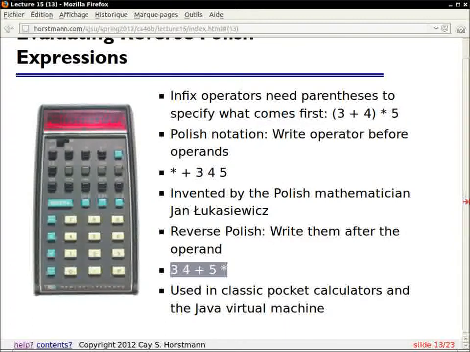Of course, within a year or so, a competitor, Texas Instruments, just did the obvious thing and put the equal sign and the parentheses onto their calculators. And nowadays, people don't really do that anymore. But the Java virtual machine actually uses the same scheme to do operations. And when you take a course in assembly programming, you'll see why that's a really good idea.